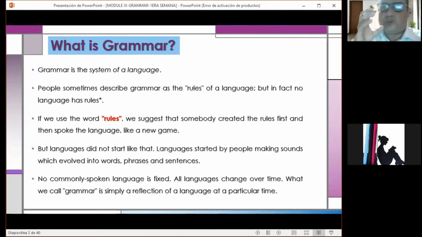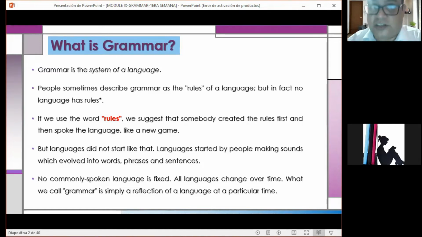Here you have two ideas that support the first one. Some people describe grammar as the rules of the language. But in fact, no language has rules. Because here there are two facts. The first one is that people started producing a language with sounds. And the second one, that no commonly spoken language is fixed, because languages are changing, are evolving.